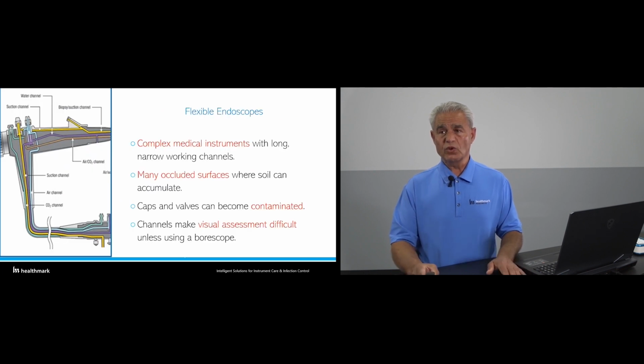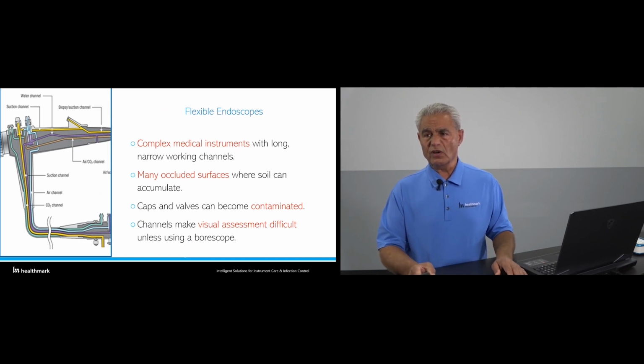Overall, flexible endoscopes are really complex medical devices. They have long, narrow lumens. Many occlude the surfaces in which soil can stay, and caps and valves become contaminated. The channel makes visual assessment difficult unless using a borescope. As you can see here, for example, in this one, there are many areas where debris can accumulate. So you have this bifurcated area that debris can actually go into, and look at that.